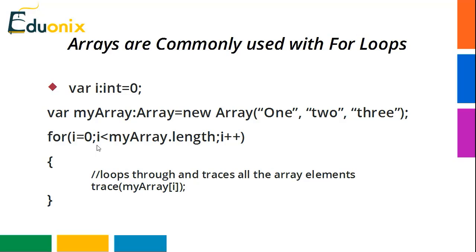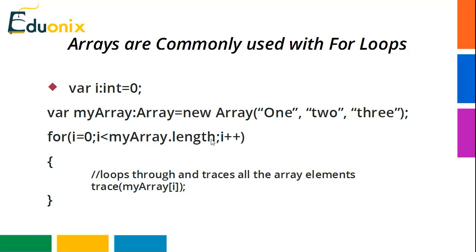The first bit allows you to set the start point for the integer. The second bit allows you to set the end point. And the third bit allows you to control the behaviour of i between loops. So in this case it's incrementing by 1. That's what i++ means. So I'm starting from 0. I want to go to the array.length.